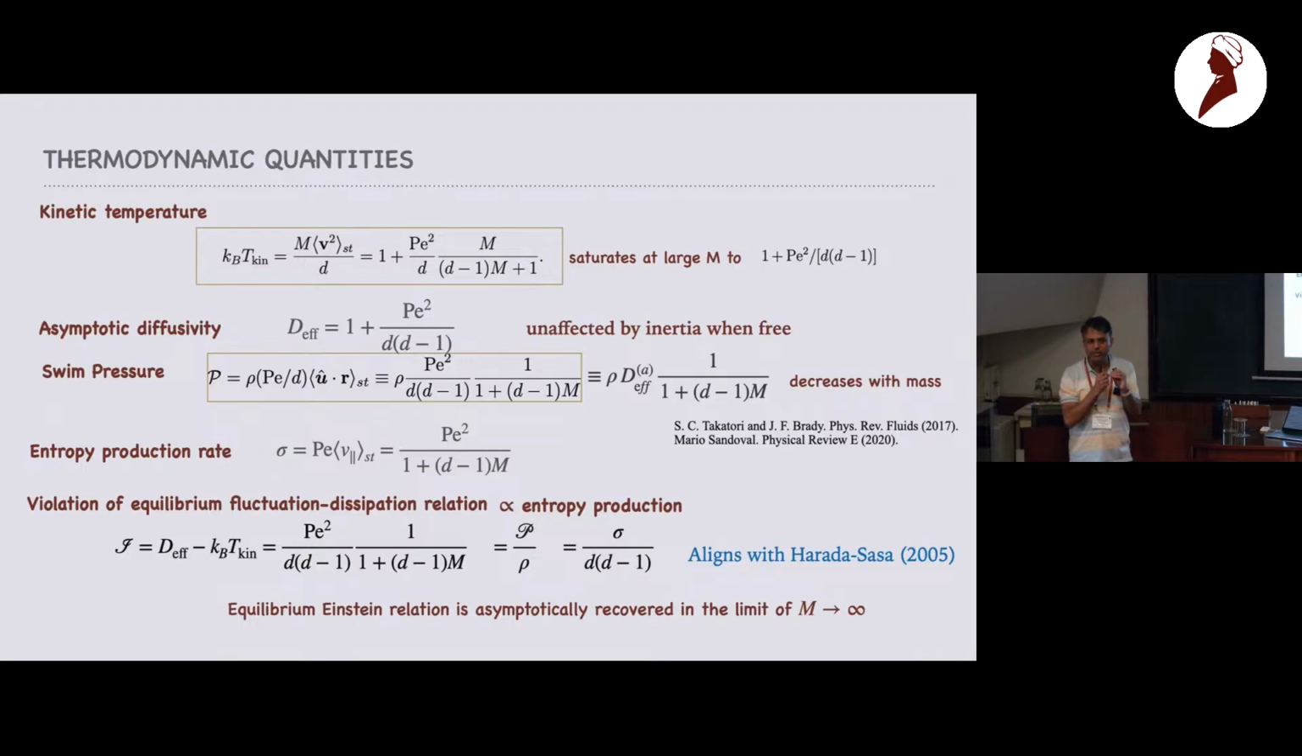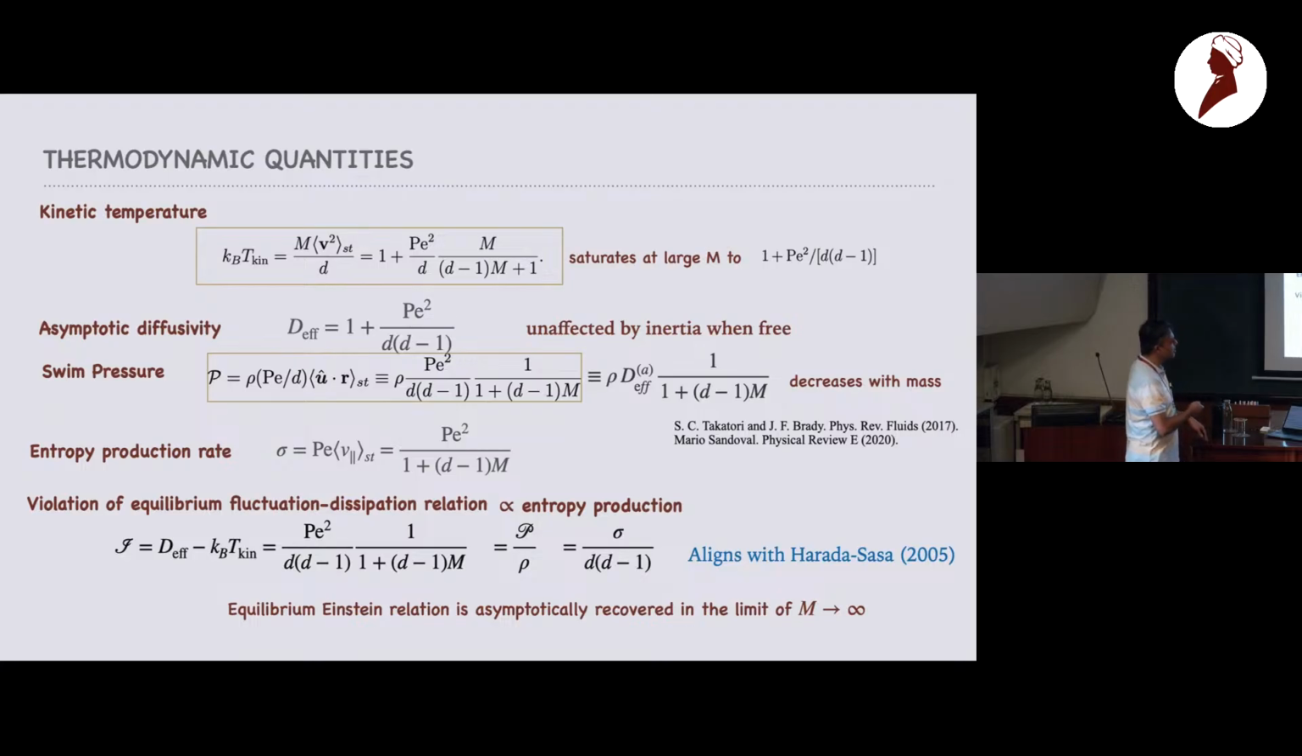So interaction between particles gives rise to a route by which the diffusivity also becomes inertia dependent. The swim pressure, one can calculate that, also turns out to go down as a function of inertia. So I was telling that large enough inertia systems will start to behave like they are in equilibrium. So this is one signature: as m goes to infinity, this will be 0. So there is no swim pressure. Swim pressure is due to activity, so activity will not be able to do that.